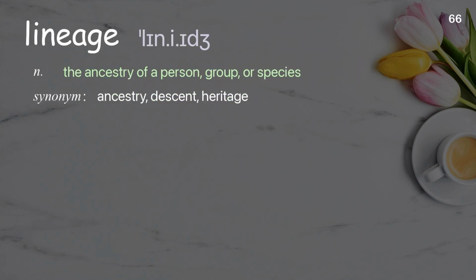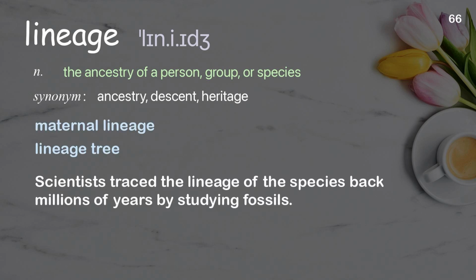Lineage. The ancestry of a person, group, or species. Examples: Maternal lineage. Lineage tree. Scientists trace the lineage of the species back millions of years by studying fossils.